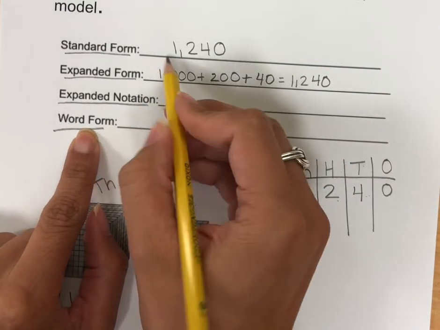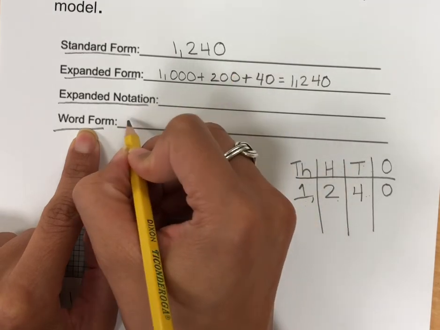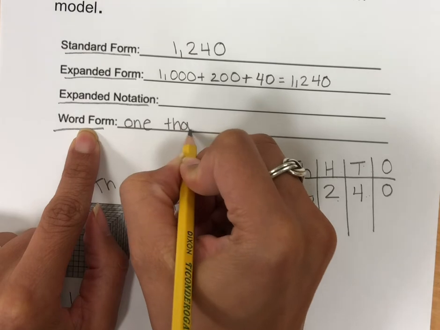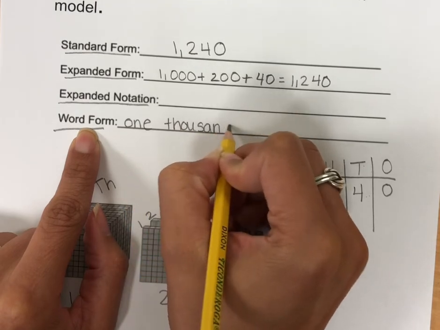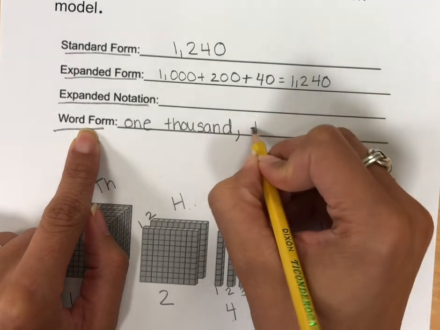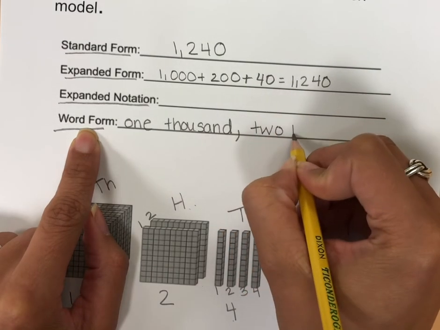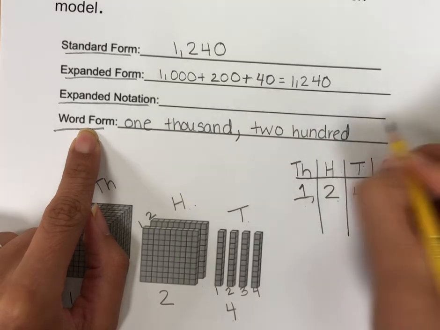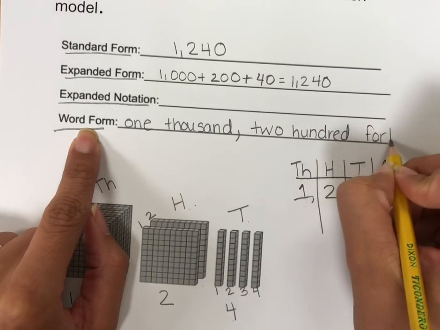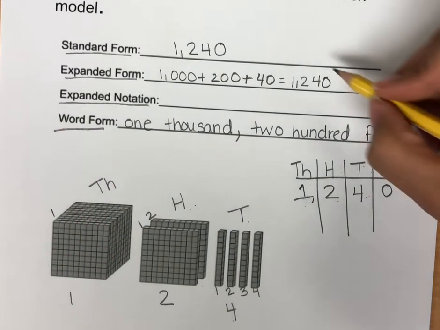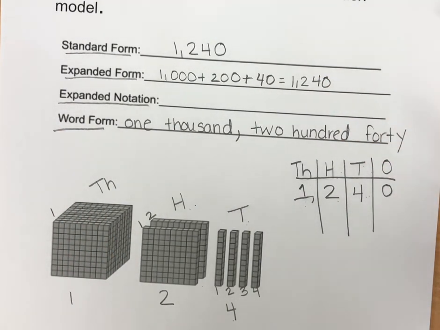Let's jump down to word form. Word form is just writing this number using words. So here we have 1,000, along with the comma, 200, 40. These three are familiar to us because we learned about them in second grade.